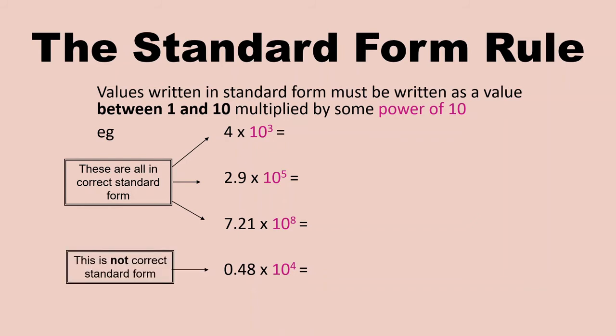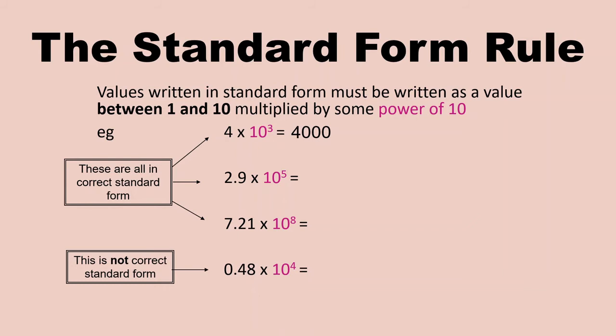0.48, however, is not a value between 1 and 10. Now, you might be tempted to correct this by just saying, to make it a number between 1 and 10, put the decimal between the 4 and the 8. 4.8 is between 1 and 10, but you also need to adjust this base 10 value. So the easiest way to correct a mistake in standard form is to first expand it out. This should be fairly straightforward for us now, since we now know how to multiply and divide by base 10 values, and we understand what the index means. 4 times 10 to the power of 3 is 4 times 10, 3 times, so that's 4 times 1,000.